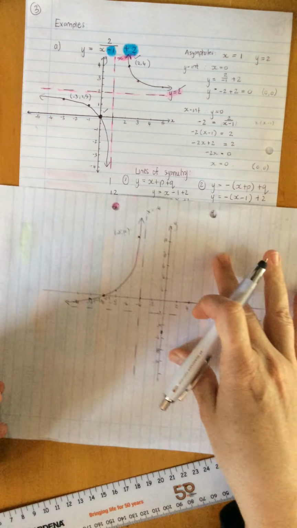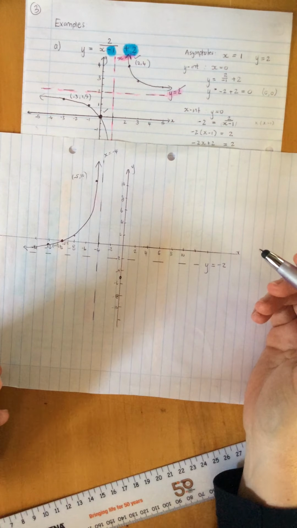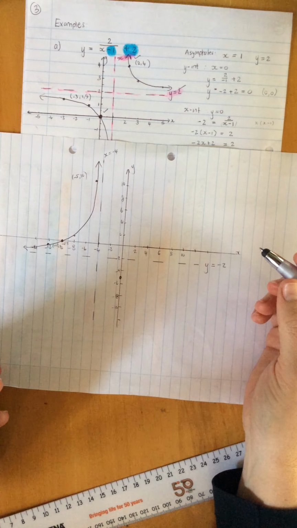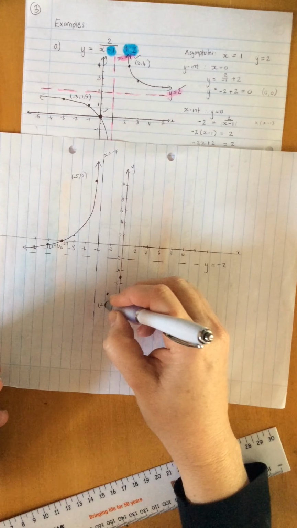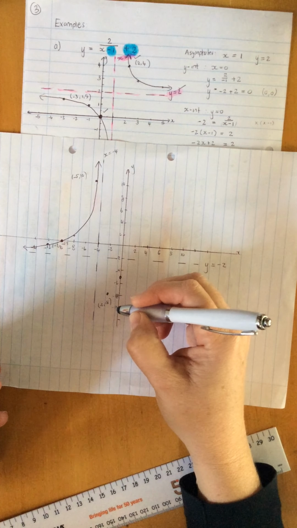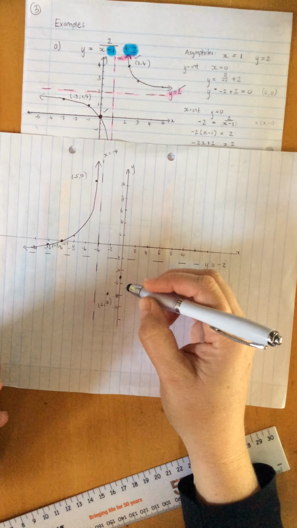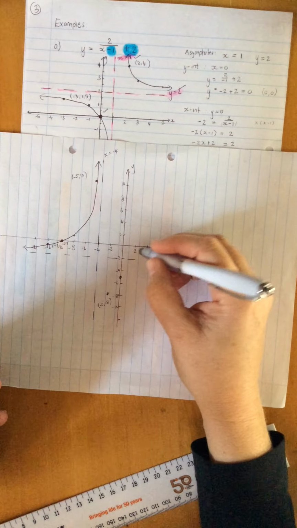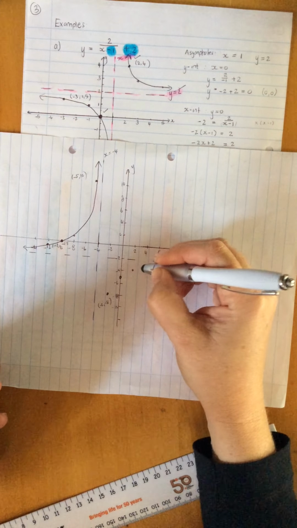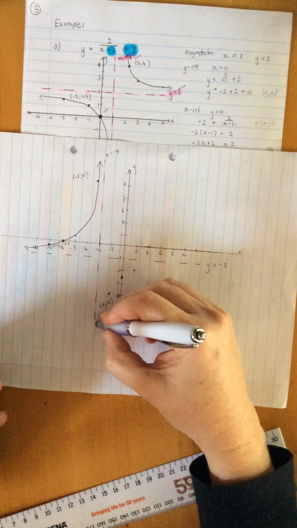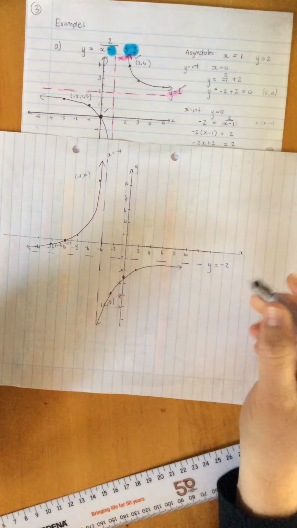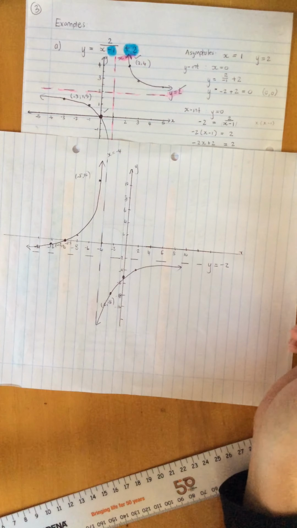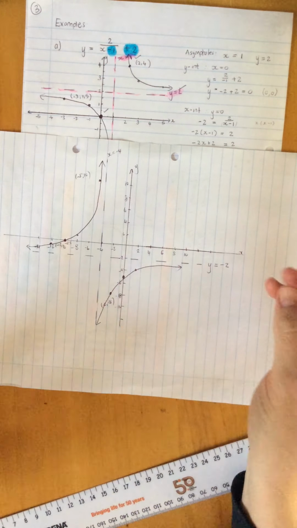If I go down, I have minus 2 and negative 8. I'm going to add that one there. And I have 0 and negative 5. That's perfect. I have 2 and negative 4. And I have enough points to do my curve. Right, so that is my curve.